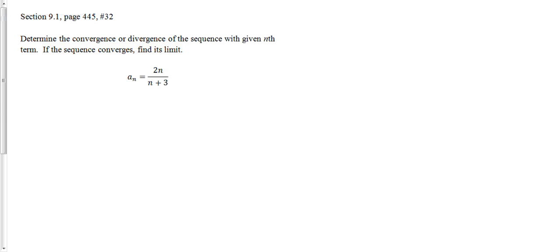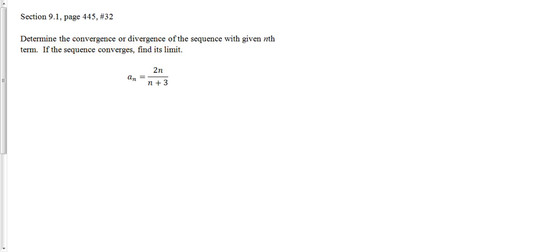All right, we're going to do section 9.1, page 445, number 32, which reads, determine the convergence or divergence of the sequence with given nth term. If the sequence converges, find its limit. So in this case, a_n is equal to 2n over n plus 3.